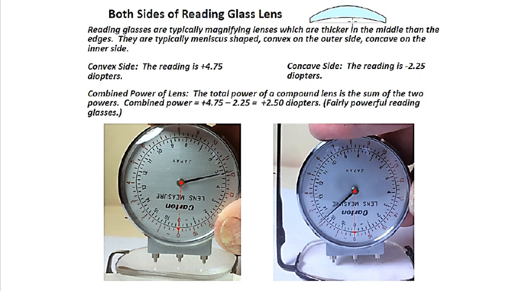Since this is the same lens, even though it has a concave and a convex surface on the same lens, you have to combine the power of the two surfaces together. The very first one is 4.75, and the second one is -2.25. When you combine it, you get positive 2.50 diopters for this entire lens.